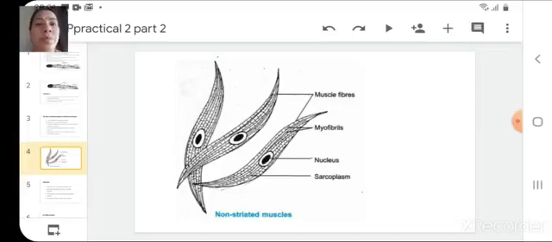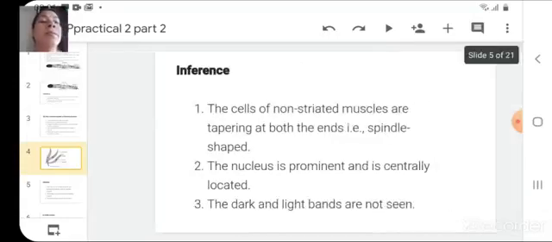Here is the structure of these non-striated muscles. You can see that there are no dark and light bands present, and the ends of these muscles are tapering, meaning becoming pointed. Within a single muscle cell there is one nucleus only. So these are uninucleated cells, and you can see myofibrils and muscle fibers present in these muscles.